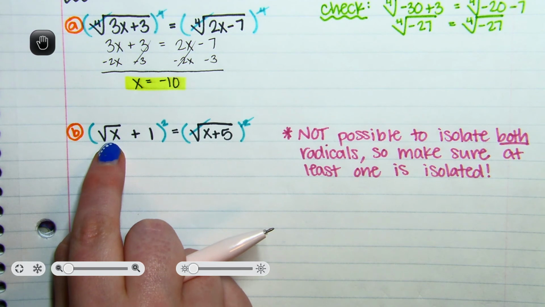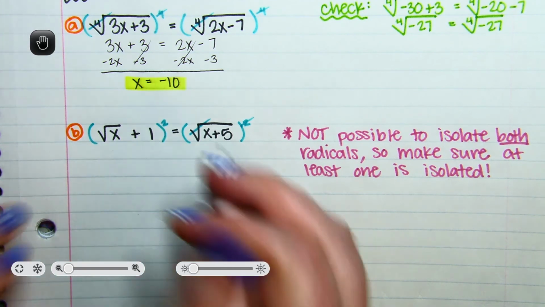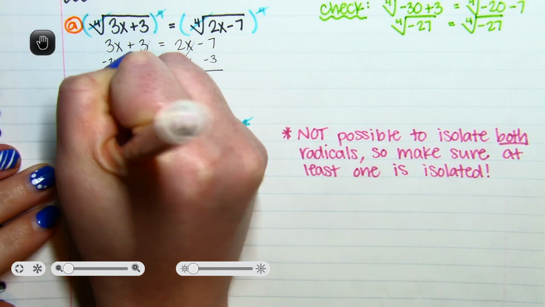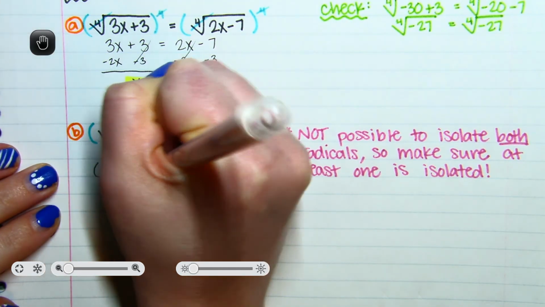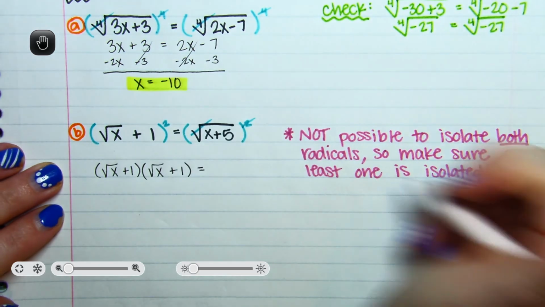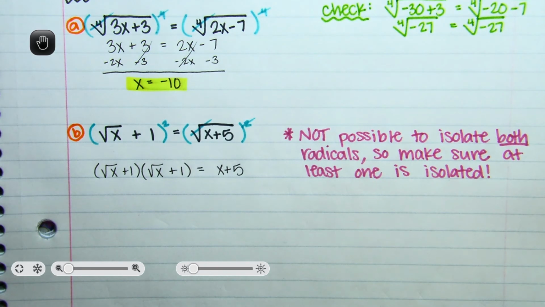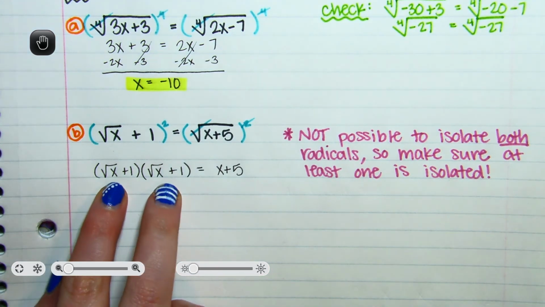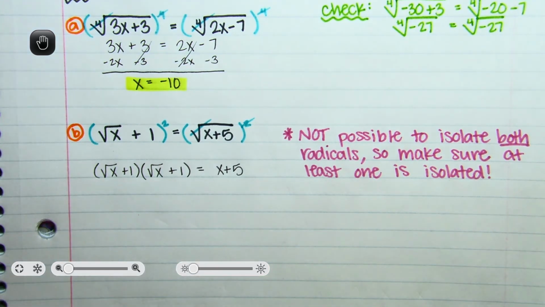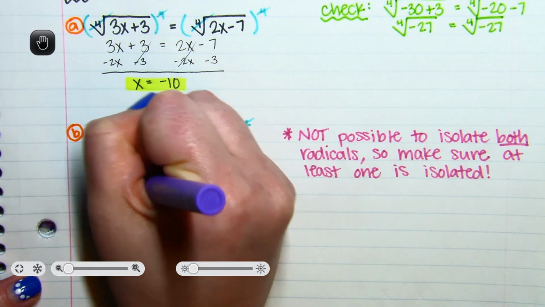So we're going to treat this just like any other binomial that we had squared. I'm going to rewrite this as the square root of x plus 1 times the square root of x plus 1, and that's equal to x plus 5. Now from here, we have a binomial times a binomial. So what we can do now is FOIL: first, outer, inner, last.